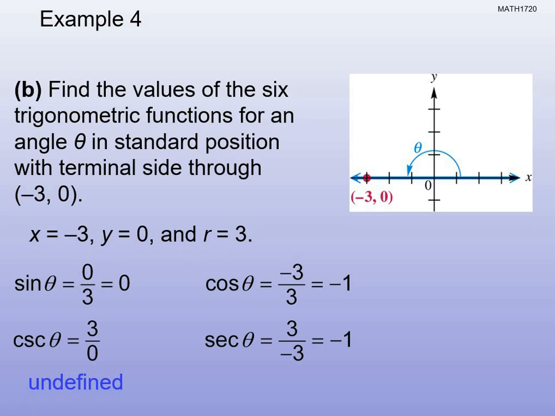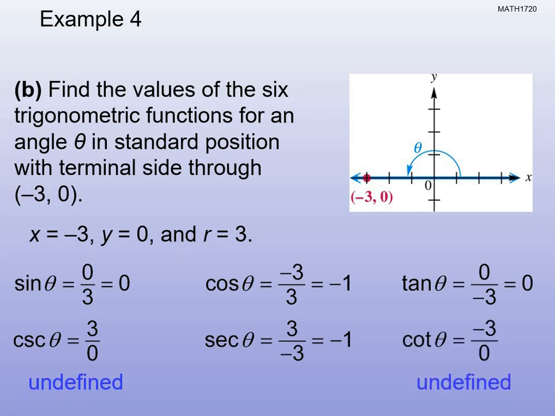And then lastly, we got tangent. Tangent's the vertical, which is 0, divided by the horizontal, which is -3. So we have 0 divided by -3, which is 0. But when we flip this for cotangent, cotangent becomes undefined because of division by 0. -3 divided by 0 is undefined.